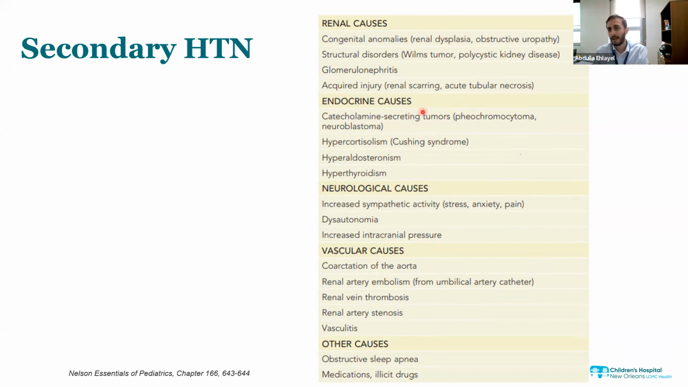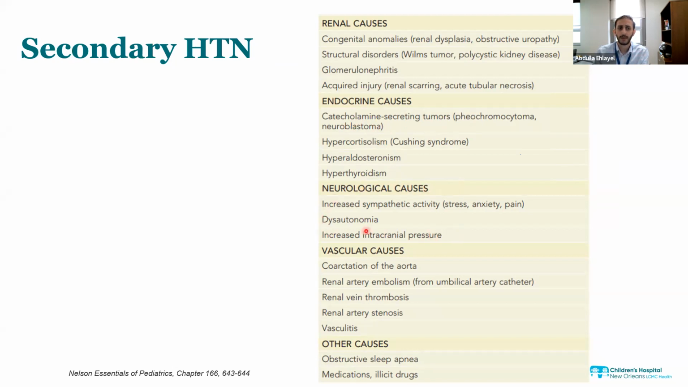And catecholamine-secreting tumors, in exams everyone loves this question. Pheochromocytoma, or neuroblastoma, very common question. Realistically, they are not as common. We don't see them in reality as much as we see some of the other causes. But if you have a classic history that fits, think about pheochromocytoma. Or if a child is the right age, think about neuroblastoma.